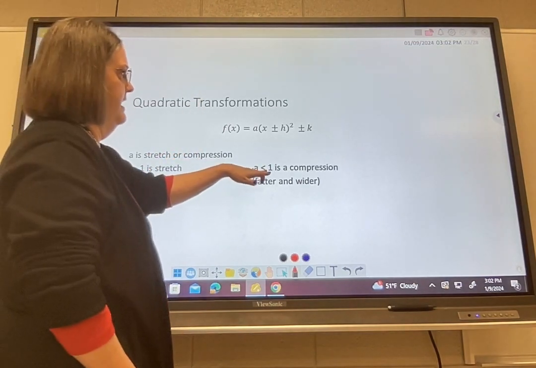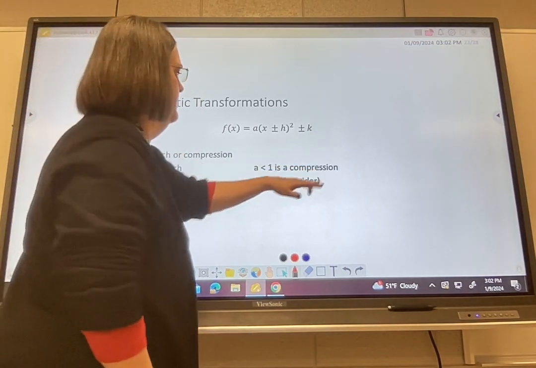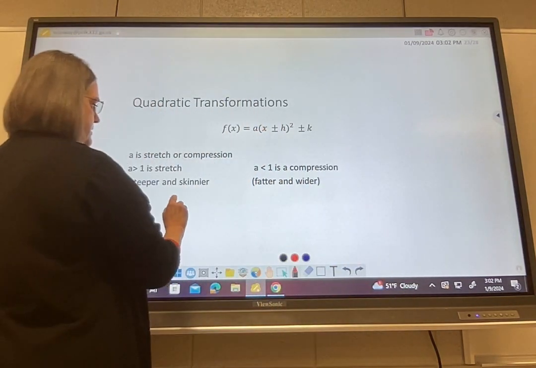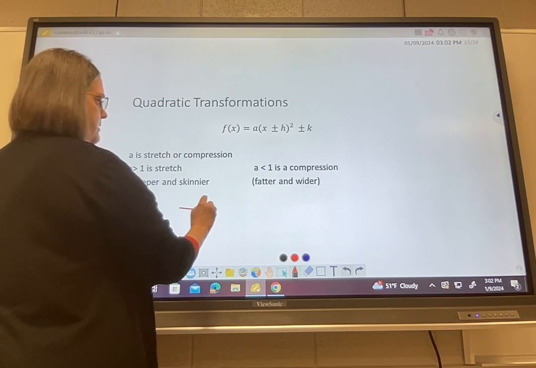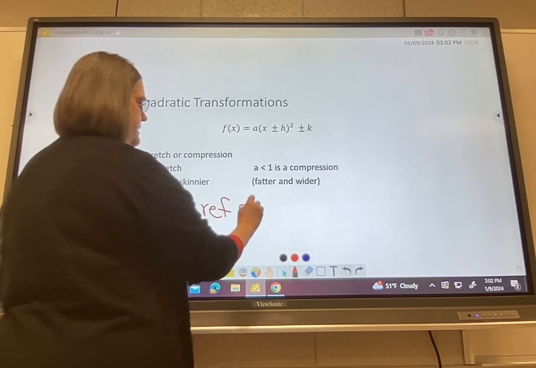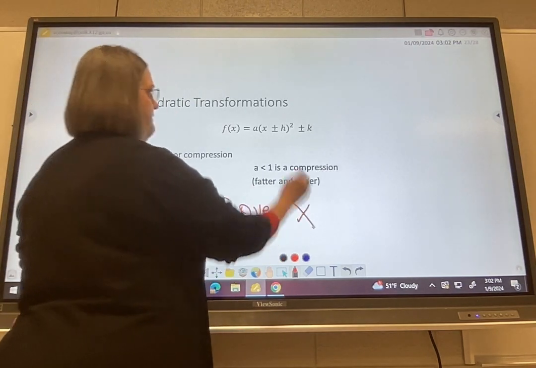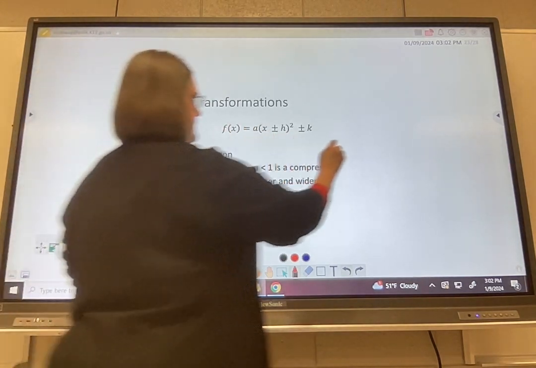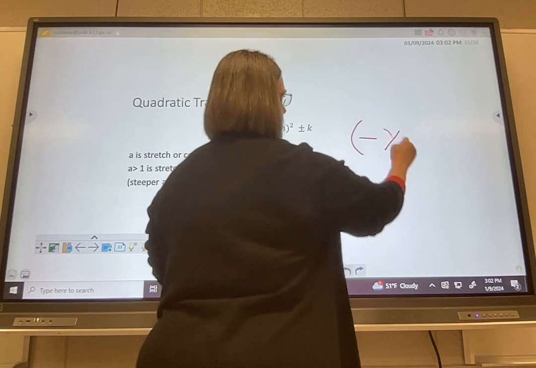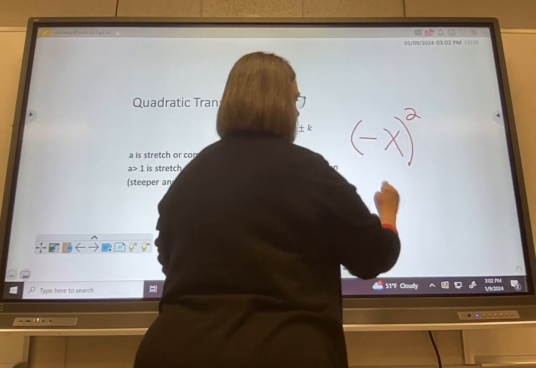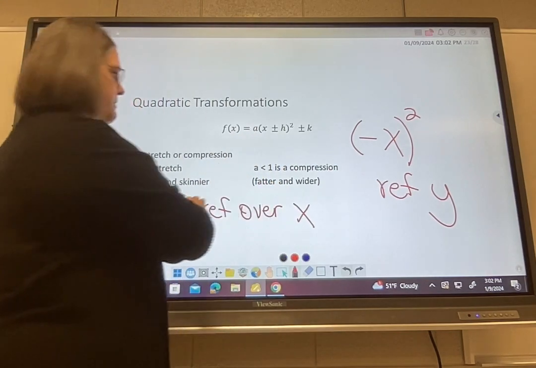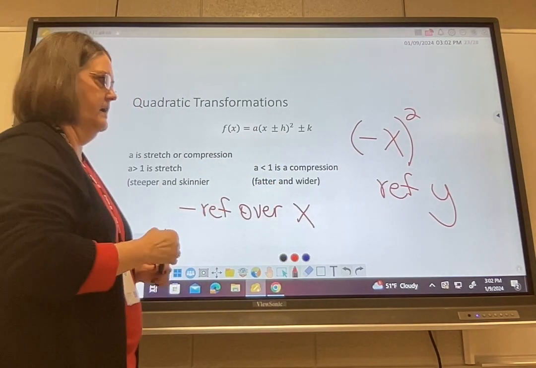If A is less than 1, it's a compression. It'll make it fatter and wider. If I have a negative sign in front of the A, that will be a reflection over x. And if I have a negative sign on the inside of the parentheses, like this, that is a reflection over y. So on the outside, reflect x. On the inside, reflect y.